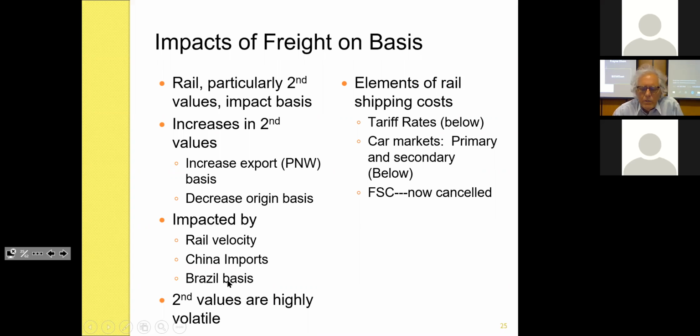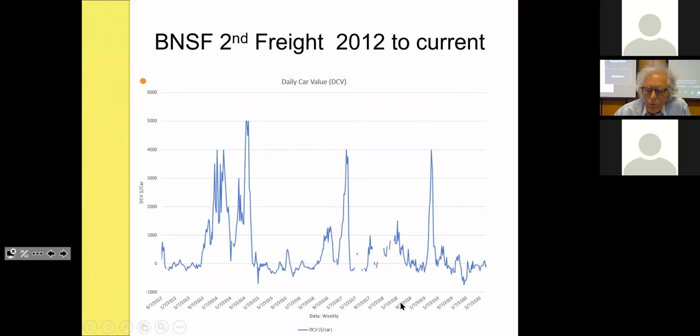So here's the secondary market. This goes from 2012 until currently. We keep track of this going back to 1988. You can see that this is extremely volatile. This is in dollars per car. We have many periods where it's very close to zero. In fact, today it's very close to zero.